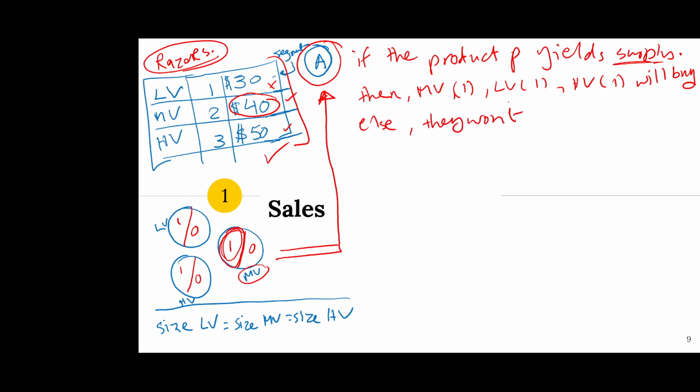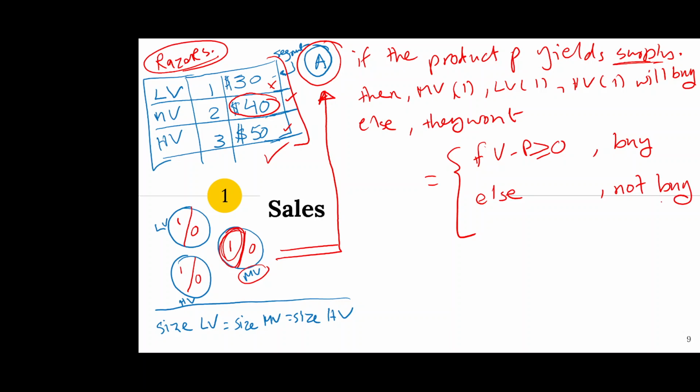So what is the situation? If V minus P is greater than or equal to 0, buy. Else, not buy. So this is how we present it mathematically. I hope you understand this point.